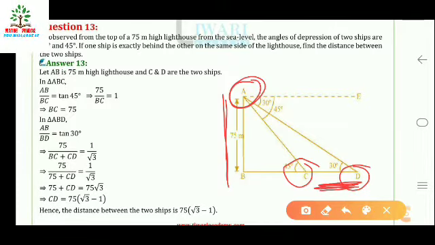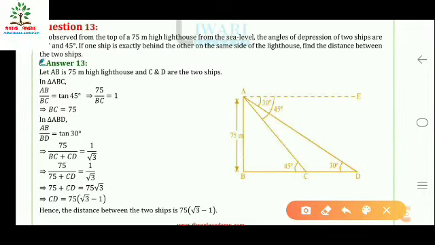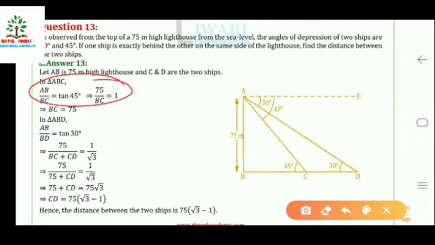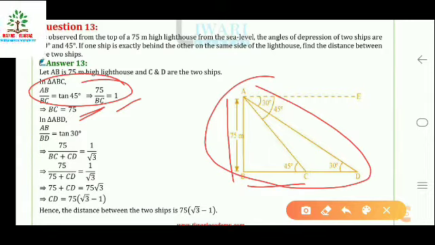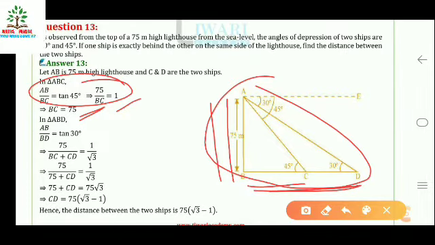So what is given here? AB is given, and the angles are given. This angle is also taken as 45 and 30, because we are taking alternate interior angles. First we consider triangle ABC. In triangle ABC we have AB over BC is equal to tan 45, that is 75 over BC is equal to 1, so BC is equal to 75 meters. Now in triangle ABD we have perpendicular over base, AB over BD is equal to tan 30. Putting the value AB 75, BD can be written as BC plus CD. So we have 75 over BC plus CD is equal to 1 over root 3.